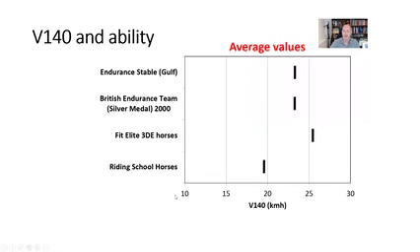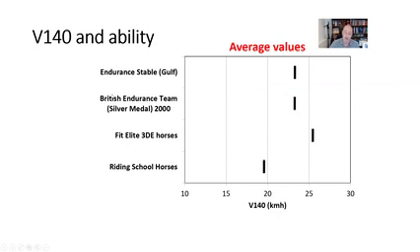So we've said we've got this number V140. What in reality does that look like? Well, here's some average values from some groups of horses that I've looked at over the years. Not surprisingly, riding school horses would be at a heart rate of 140 at around about 19 kilometers an hour. Interestingly, fit 3-day event horses up around 25. I should have done my calculator and worked out what that is in meters per minute for you.